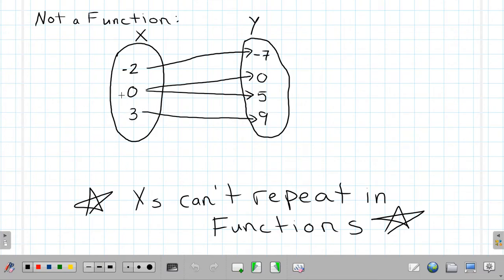But where we run into the trouble here is with this 0. So 0 has two ordered pairs here. That's what these lines mean. So from the last section, relations, 0 is paired with both 0 and 5. So what this means is 0 repeats.